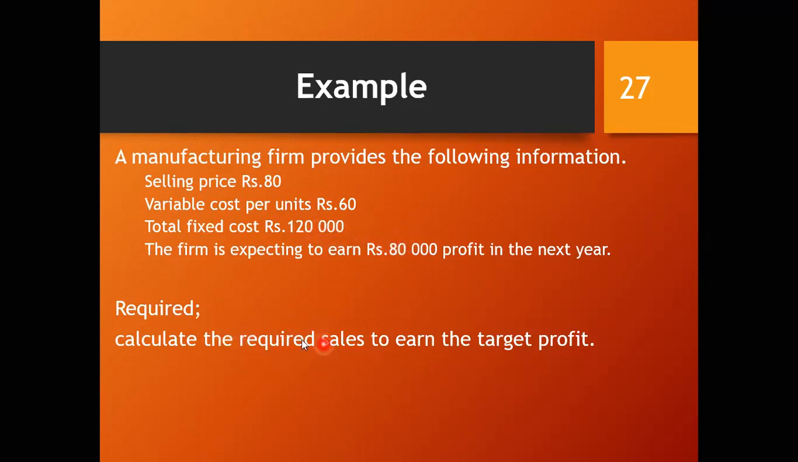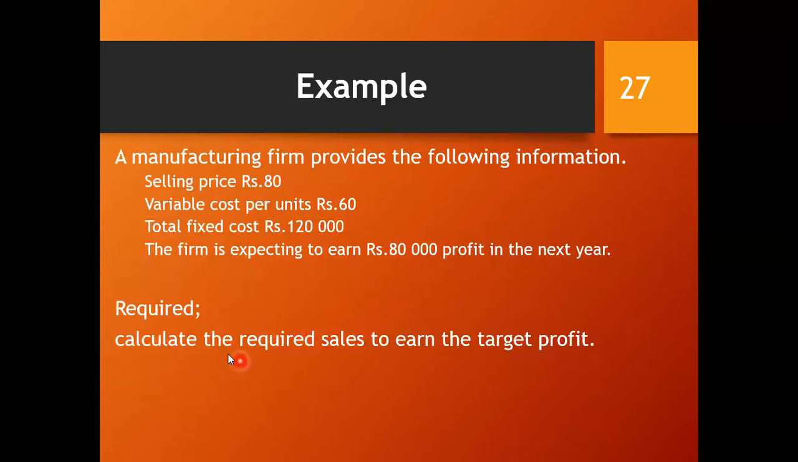Since the value is not the unit, you need to take the CS ratio. What is the CS ratio? Selling price minus variable cost is 20. 20 divided by 80 means 25%. So therefore, 200 divided by 25% gives you 800,000.